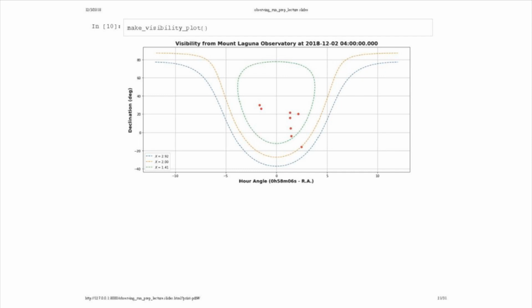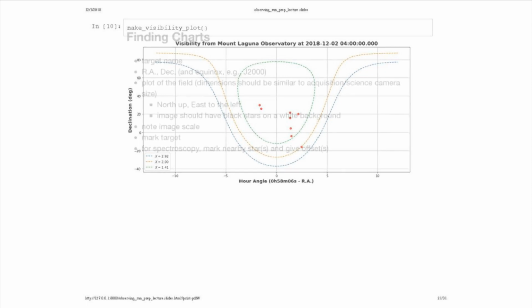All right, so you have this concept. Remember, you're not even at the telescope yet. This is planning you do ahead of time. You say, here's what I can observe. When you actually go to the telescope, you might have a plot like this that'll help you observing as well. But before you get there, you should make some finding charts.